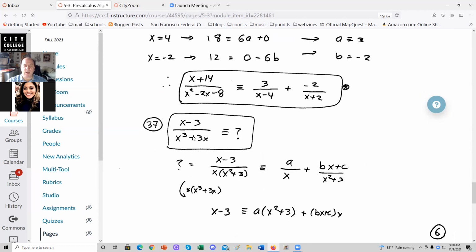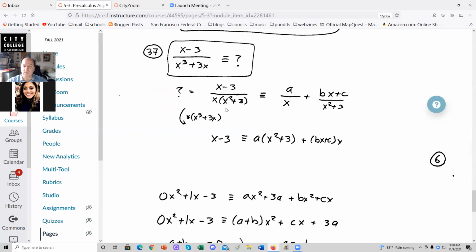You have x minus 3 over x cubed plus 3x is identical to what? Okay, first, we factor the denominator. X times x squared plus 3. This x squared plus 3 is an irreducible quadratic factor. This should decompose into a over x plus bx plus c over x squared plus 3. Find a, b, and c. Okay, first we multiply throughout by the common denominator. Get x minus 3 equals a times x squared plus 3 plus bx plus c times x.